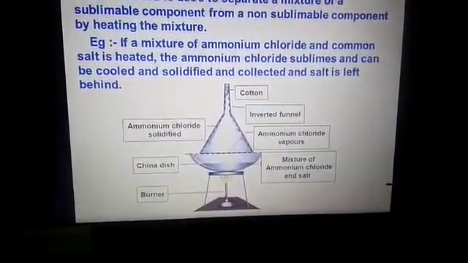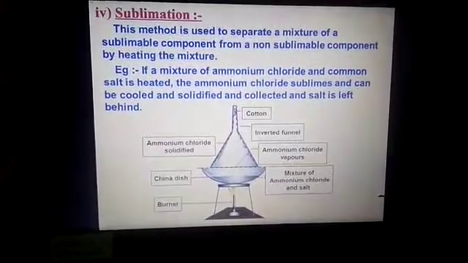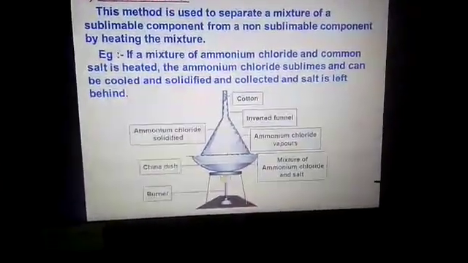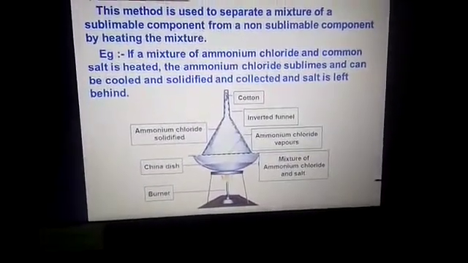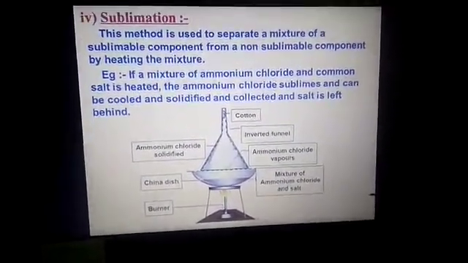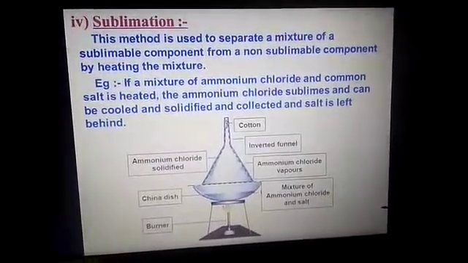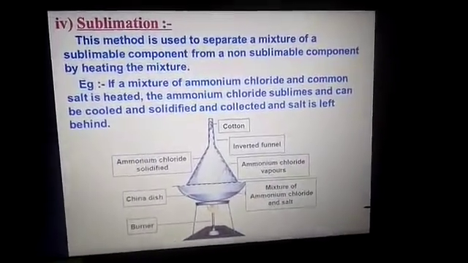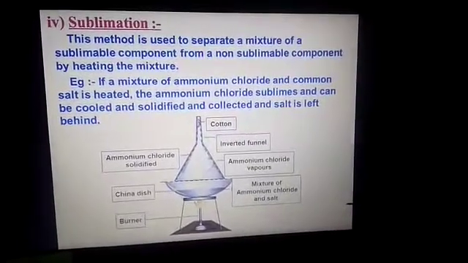The first type of mixture is the solid-solid mixture, and for this we use sublimation. That is, a sublimable solid and a non-sublimable solid, for example ammonium chloride and sodium chloride. This method is used to separate a mixture of a sublimable component from a non-sublimable component by heating the mixture. For example, ammonium chloride and common salt are heated.